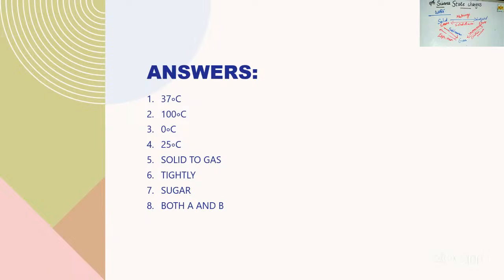Yes, water is a compound as well as a pure substance. Yes, water is a pure substance. How is it called a compound? Yes, hydrogen and oxygen are both in water, so it is called a compound. So both A and B is the right answer.